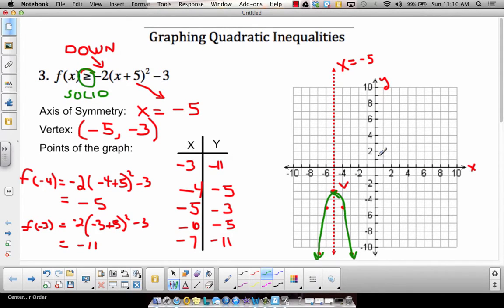Now from here, I've got to figure out, do I shade inside or do I shade outside? I want to choose a point that's not on this parabola anywhere. One of the best points to choose would be one that is still on my axis of symmetry, because it's going to make my arithmetic easier. So I'm going to choose this point here, and I'm going to say this is (-5, 0). This is just for testing to figure out where to shade.